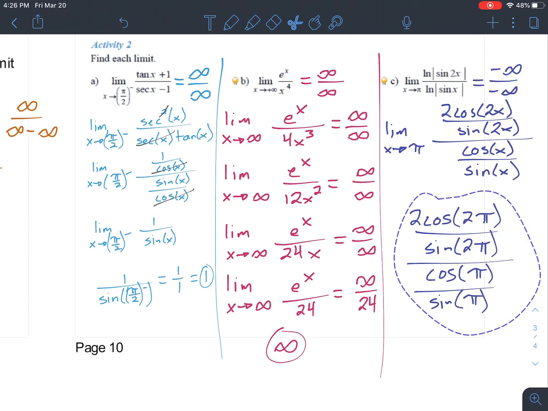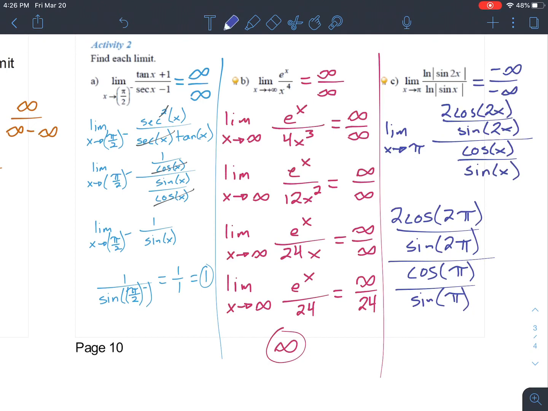What's going to happen when we try to simplify this is that we're going to be able to get 2 times 1 for cosine of 2 pi times 2. Sine of 2 pi, though, is 0. Then down at the bottom, cosine of pi is negative 1, and sine of pi is also 0. We can't solve this yet. We're dividing by 0 in both the top and the bottom. So we do need to do some more work.